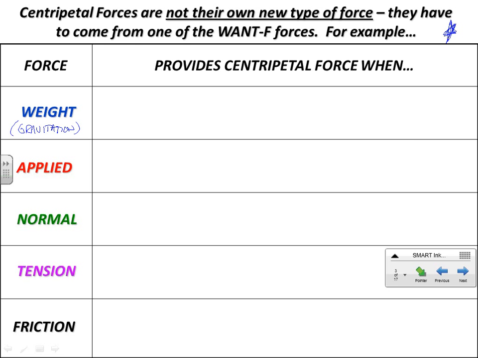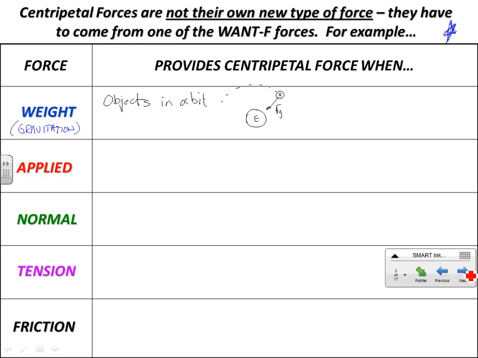Okay, so weight forces. Well, for objects in orbit, if we have the Earth, and here's a satellite, the satellite moves in this circular path, gravitational force acts inward, therefore gravitational force is a centripetal force. That's really the only one where an object's weight provides a centripetal force. Applied force, I'm going to skip that one because there's really not a great example.